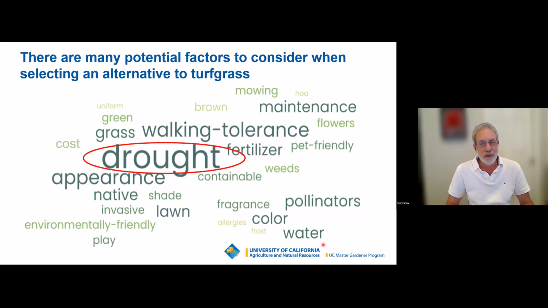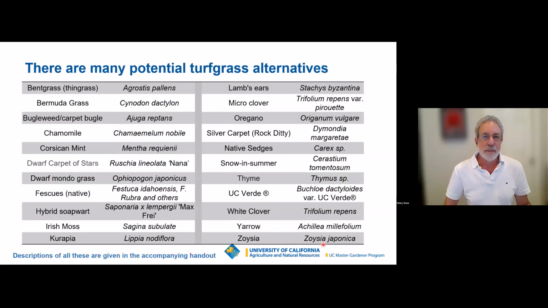How much do you have to spend on fertilizer to keep it green and good looking? How long lived is it? You have to sustain it, replant it at intervals. So there's many potential factors you have to consider when selecting an alternative to a turfgrass. And there are many potential turfgrass alternatives. How do we judge these? These are things that are in the handout that you'll have access to at the end, and I'll go talk about them in more detail in a few moments.